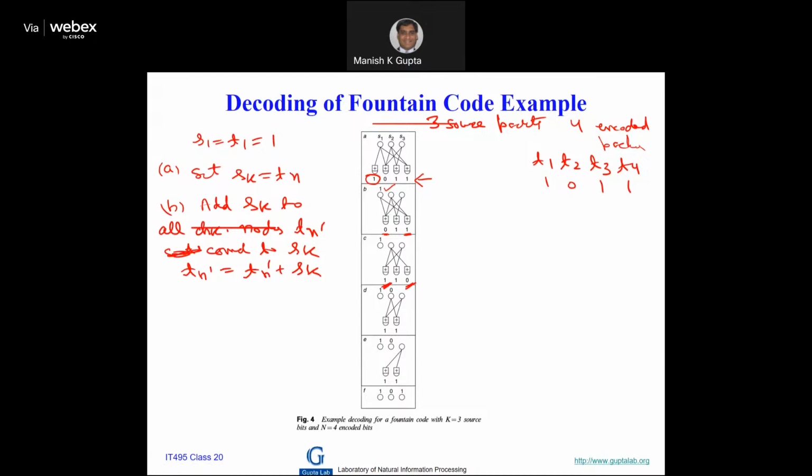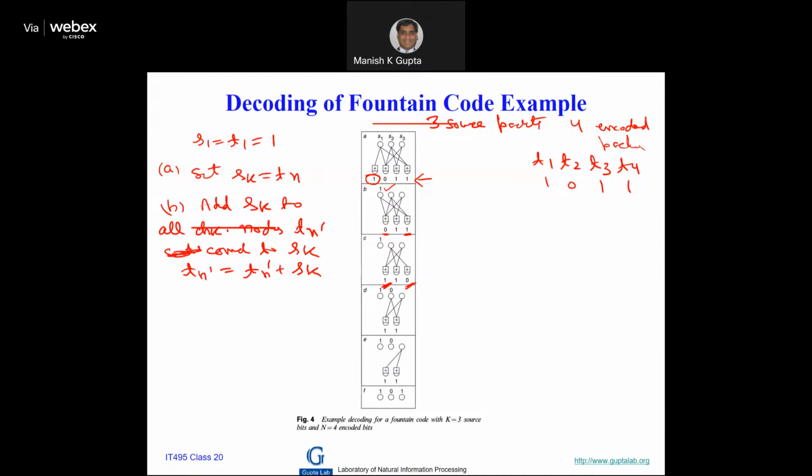Okay, why only these two? Can anyone tell me why I'm only changing these 2 bits? Anyone in the class? Why only these 2 bits? Now, if you look at S1, it is connected to which? T1, T2 and T3, sorry. S1 is degree 3, connected to T1, T2 and, sorry, T4. T1, T2 and T4, right?